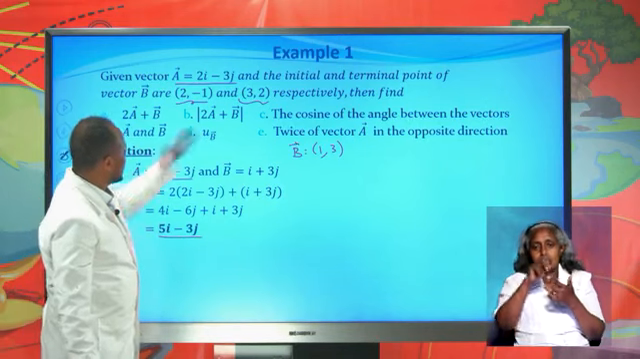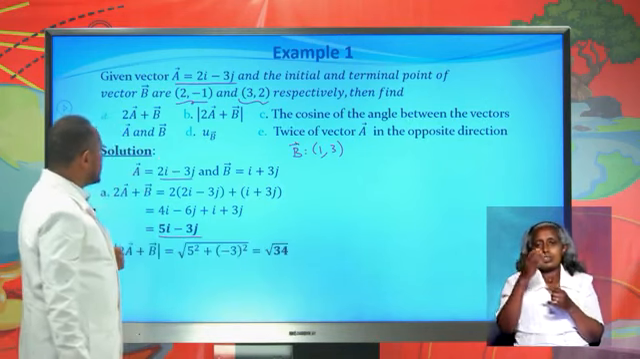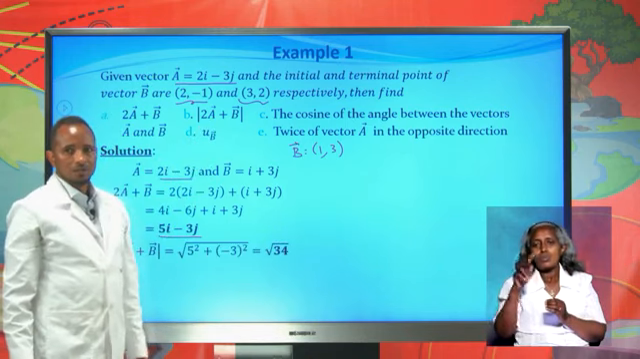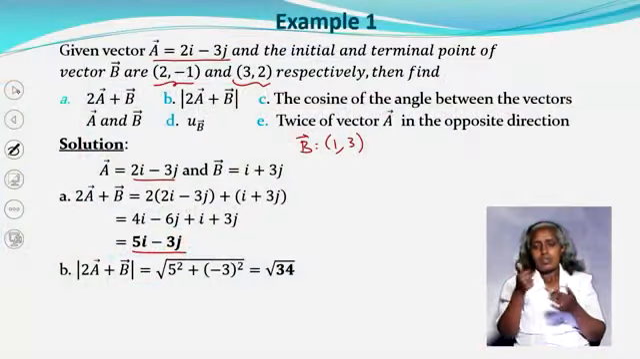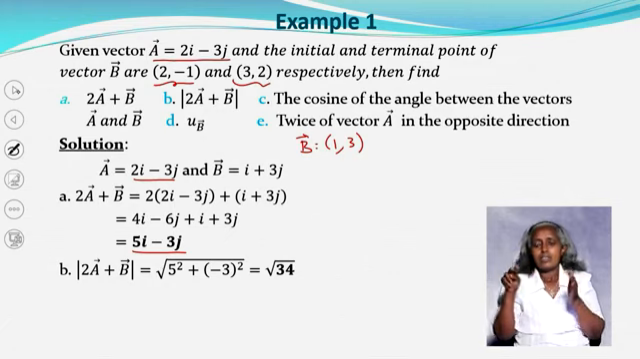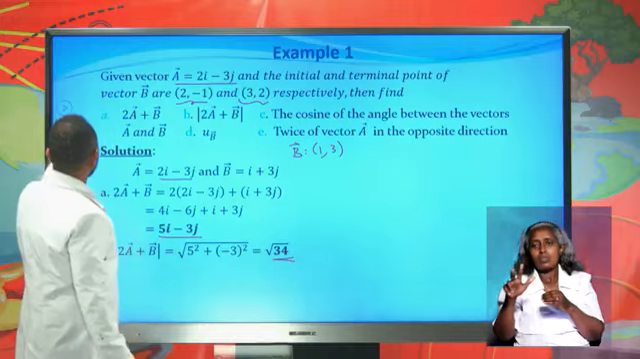Second question, we are asked to find the magnitude of 2A plus B. Since we have found 2A plus B, the magnitude will be the square root of 5 squared plus negative 3 squared, which is 25 plus 9, giving 34. So the magnitude is the square root of 34 units.